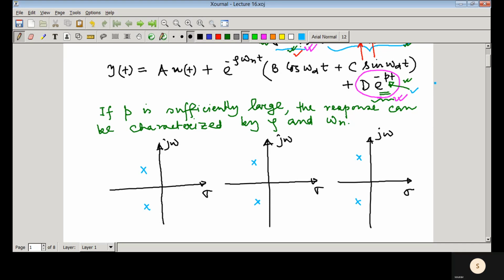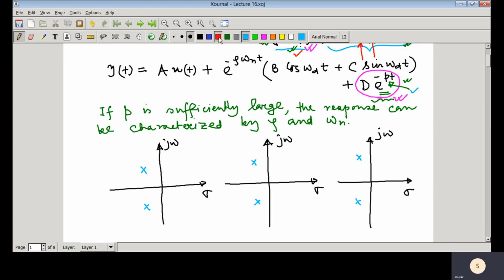the effect in the time response is negligible. The reason is the transient will be dying out very quickly. And here we have considered two poles which are dominating poles and closer to the origin.